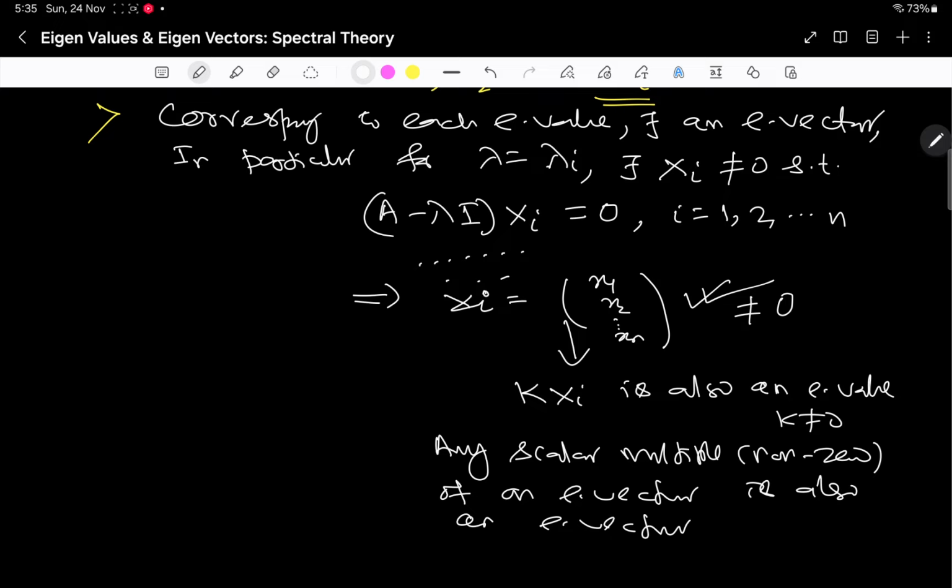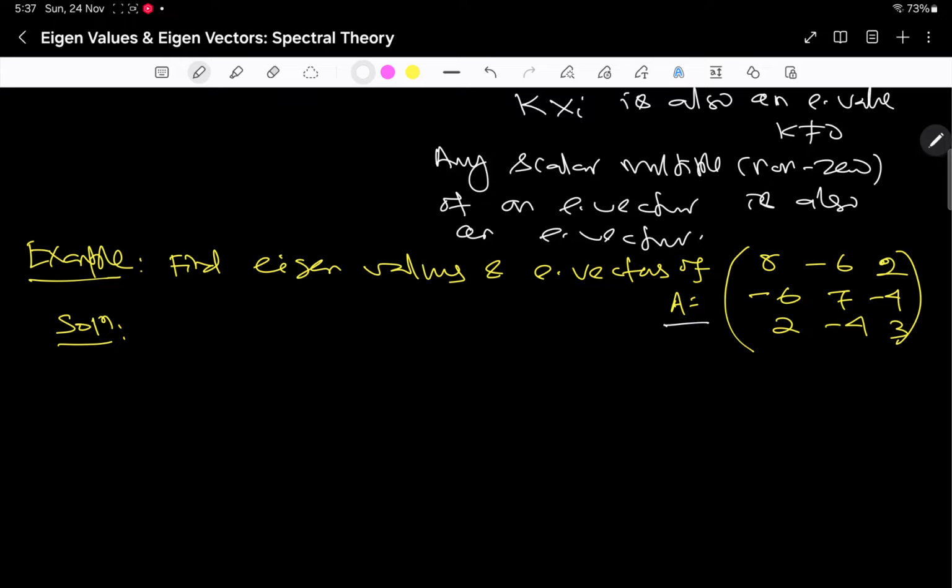Let us solve an example, then your idea will be clear. You are given a square matrix of order 3 and you are asked to find the eigenvalues and eigenvectors. Consider the characteristic equation.